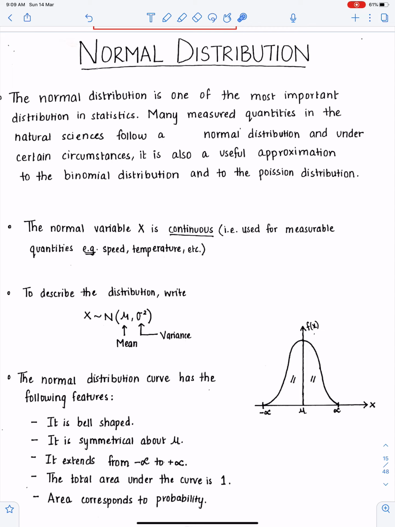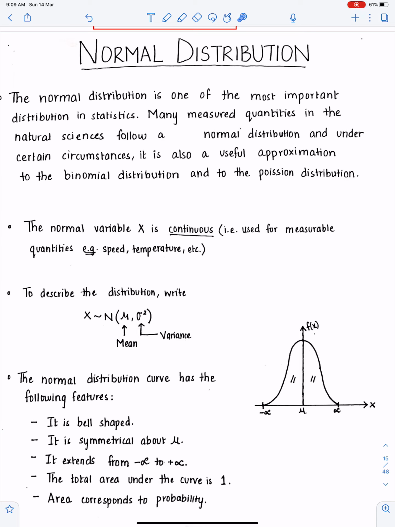Well, the normal variable x is continuous. Continuous means it is used for measurable quantities, for example speed, temperature, etc. To describe the distribution, we write x follows normal. You can read this symbol as 'follows' or 'tends to'. You can read it as x follows normal with parameters mu and sigma squared. Mu means mean and this means variance. This is the normal distribution curve for x.